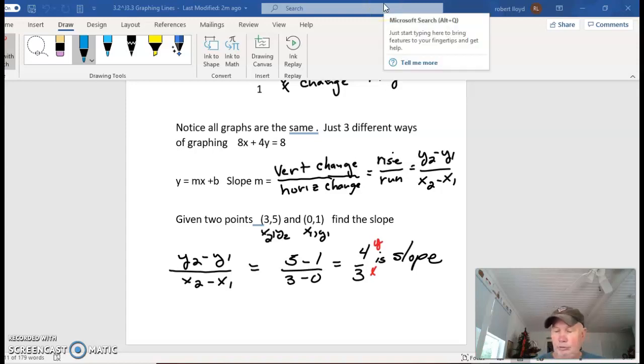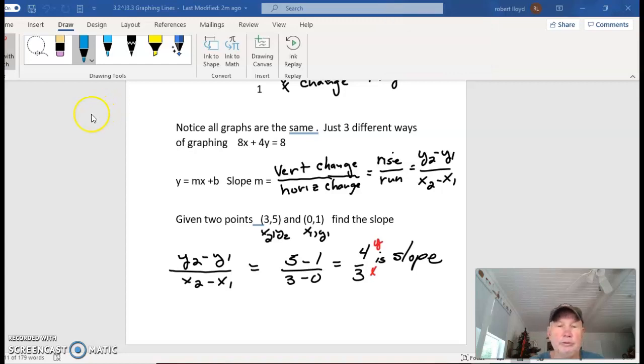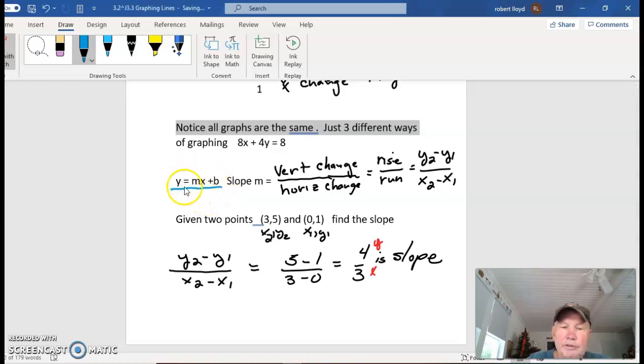Okay, we're going to finish up 3.3 and move on to 3.4. And this 3.4 may be a two-parter, so we don't make it too long, and that will finish up on test number 2.